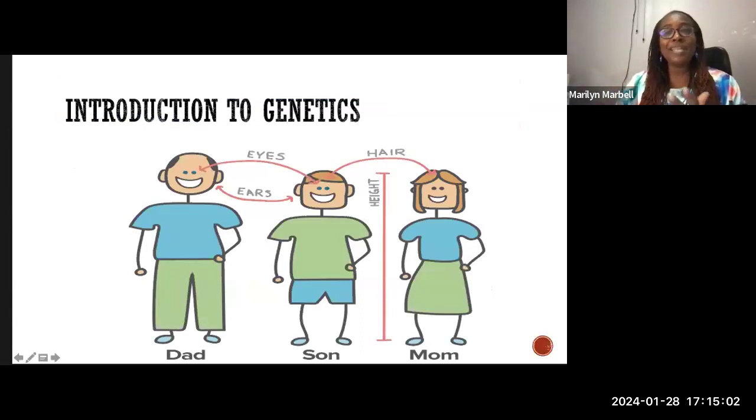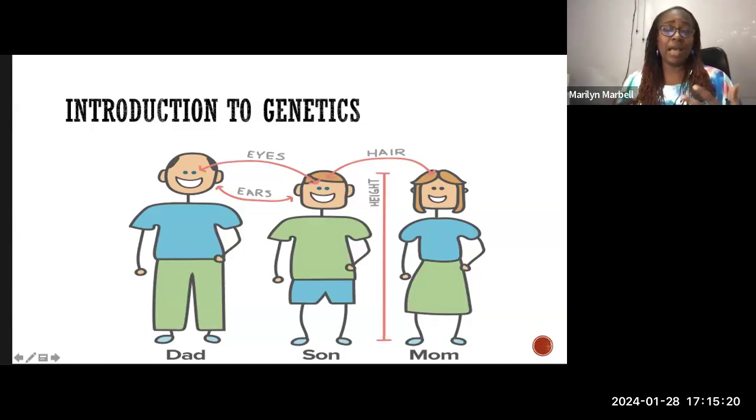So now let me introduce you to genetics. I hope you have your pens and your paper. I've tried to make it as simple as possible because it's really important to know at the end that most defects, especially those due to genetic variations, are not due to anybody's faults.